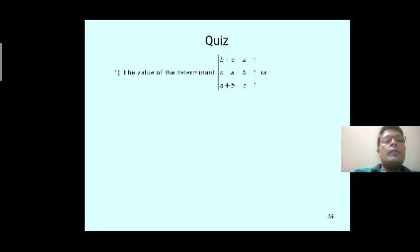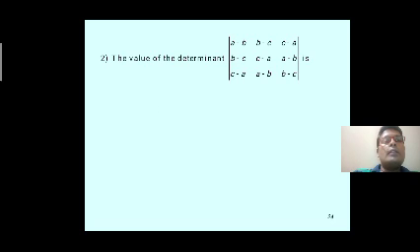Quiz. The value of the determinant with rows b plus c, a, 1; c plus a, b, 1; a plus b, c, 1 is: option A 0, option B 1, option C abc, option D a plus b plus c. Now we go to the second question. The value of the determinant with rows a minus b, b minus c, c minus a; b minus a, c minus b, a minus c; c minus b, a minus b, b minus c is: option A a plus b plus c, option B abc, option C 0, option D none of these.